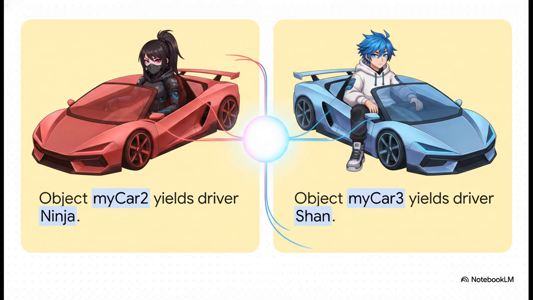When we call mycar2.logDriver, JavaScript sees that mycar2 is the boss, so this.driver yields the net ninja. But when we call mycar3.logDriver, that exact same piece of code dynamically spits out Shan. Why? Simply because the ownership changed. The context shifted, and the keyword just automatically adapted on the fly.